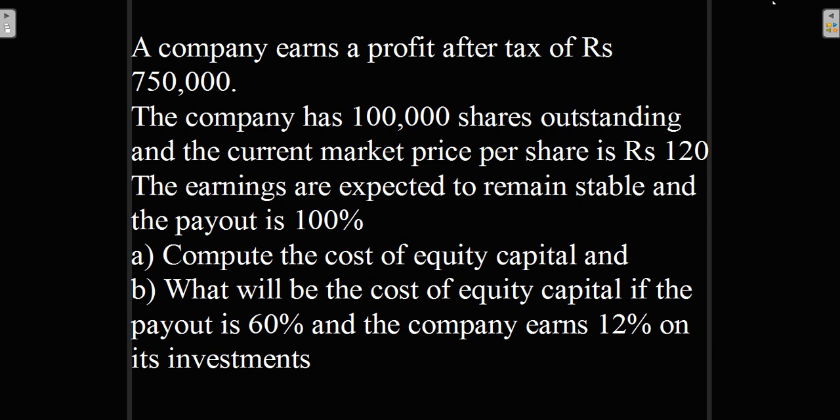So there are two scenarios. The first scenario is they are asking us to calculate the cost of equity capital for the current scenario. Second scenario is what will be the cost of equity capital if the payout ratio goes down to 60% and the company earns 12% on its investments. So let's take one scenario at a time and let's proceed.